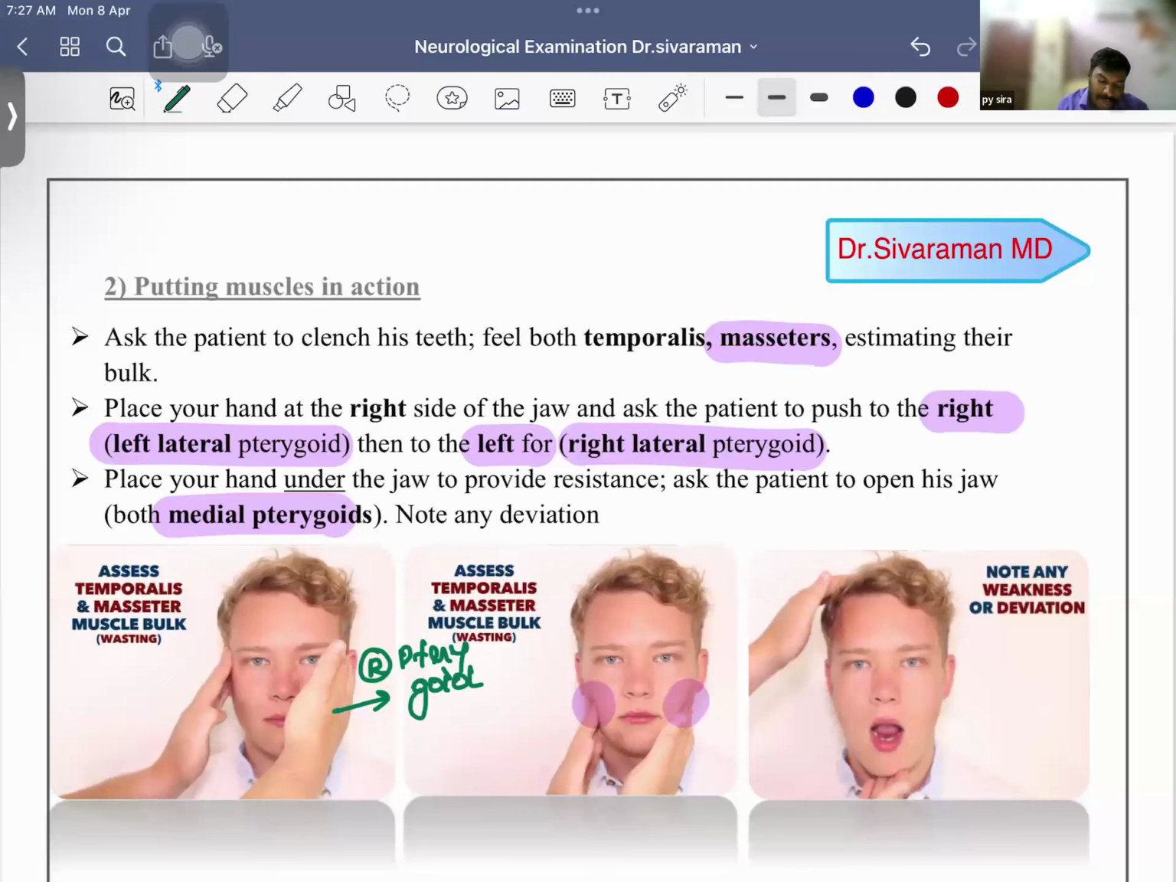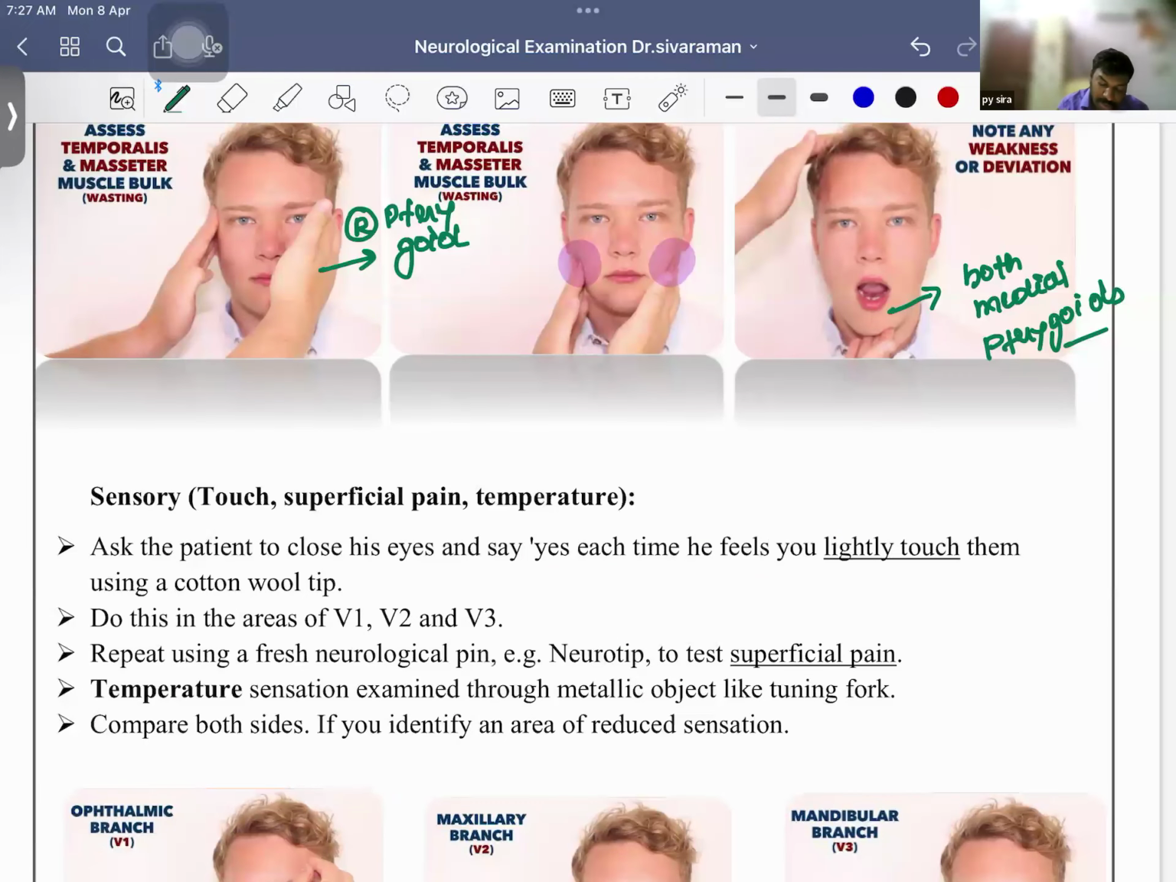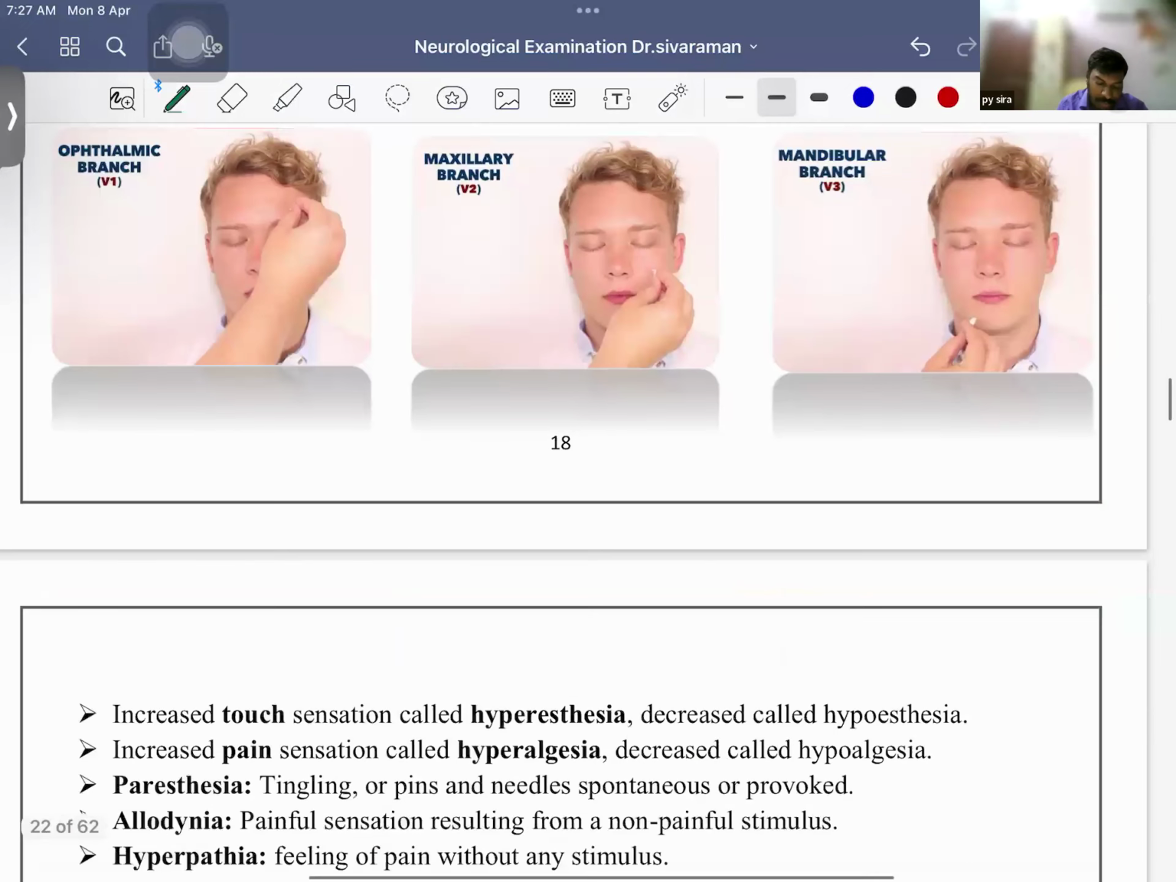Place the hand under the jaw, provide resistance, and tell the patient to open the mouth. Then you are checking both medial pterygoids. This is very, very important thing.